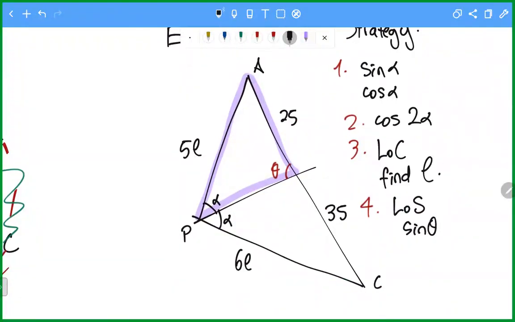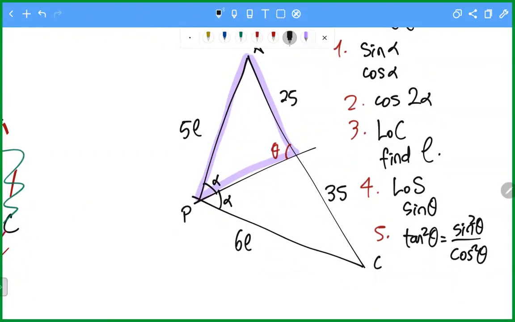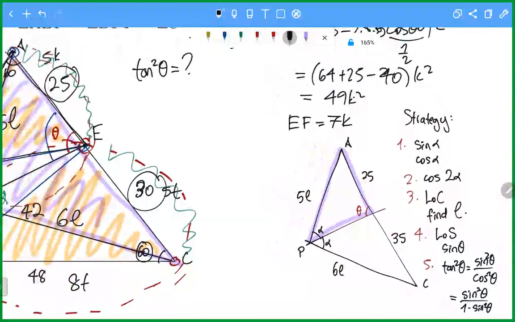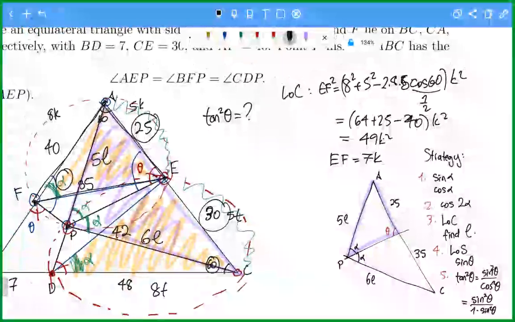After we find sine theta, we just find tangent squared theta. And this is indeed sine squared theta over cosine squared theta, right? More simply, sine squared theta over 1 minus sine squared theta. So this is the strategy, right? We have to just calculate these values. So let's start with sine alpha.